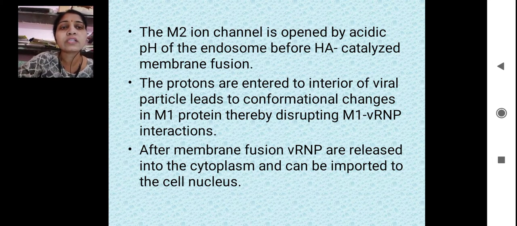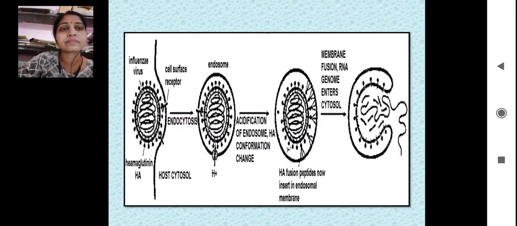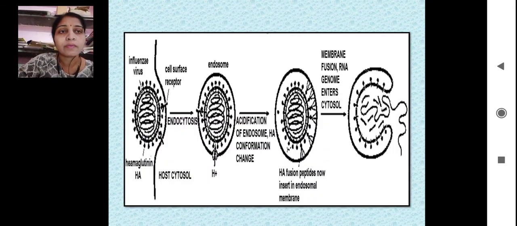Through membrane fusion, there is the release of the viral ribonucleoprotein within the cytoplasm, and it can be imported into the cell nucleus through the nuclear import pathway. Here is the way through which uncoating is carried out.